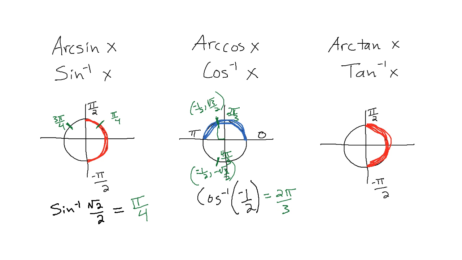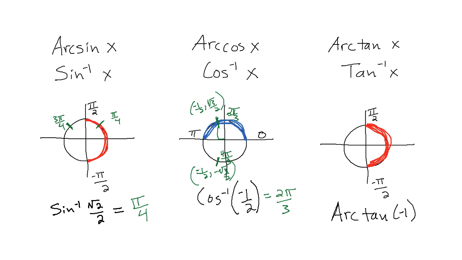Okay, let's do one more. Let's say I'm asking you to find the arctan of negative 1. So I'll write that the other way. Arctan of negative 1. In other words, where is the tangent negative 1?